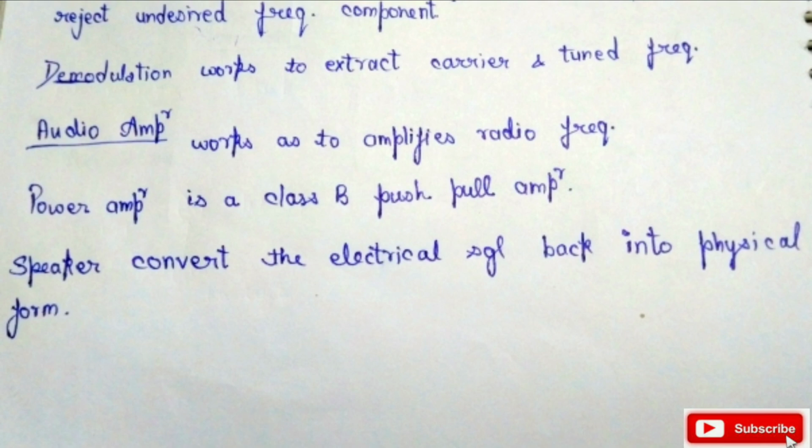Then audio amplifier. Audio amplifier works to amplify the radio frequency signal. Power amplifier. Power amplifier is a class B push-pull amplifier which amplifies the current signal, because in speaker we need both voltage and the current signal. So audio amplifier amplifies the voltage of the selected radio frequency component and power amplifier boosts up the current component. Then the speaker. Speaker converts the electrical signal back into the physical form and we listen to our music.